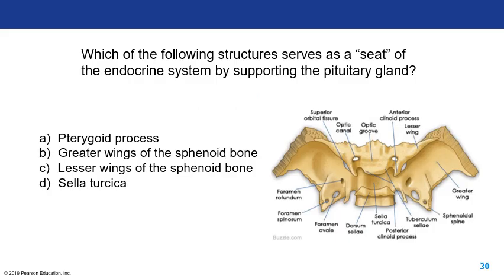And here comes another question. That's an easy one. Which of the following structures serve as the seat of the endocrine system by supporting the pituitary gland? So that's an easy question.